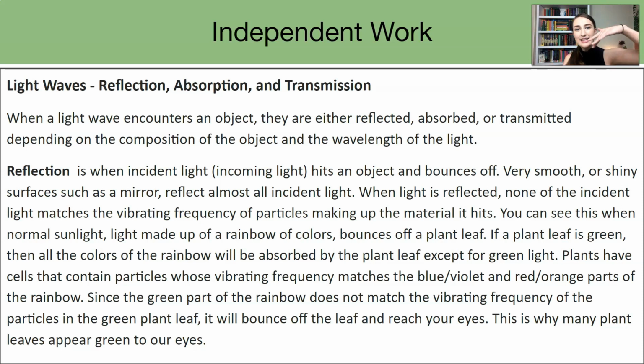So the incident light, the incoming light, let's say this is a little leaf. The light is coming in. Most of it's getting absorbed. But green light is bouncing off. So what we see with our eyes is actually the green light bouncing off and not being absorbed.